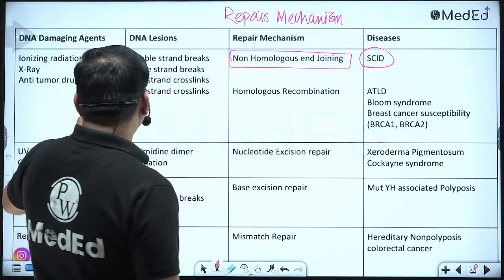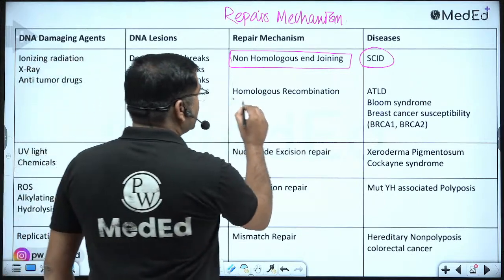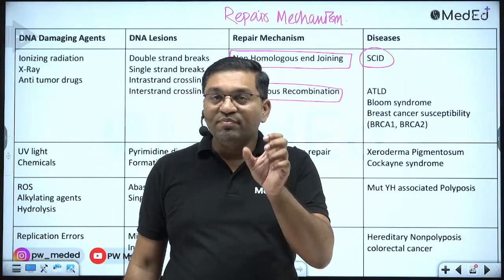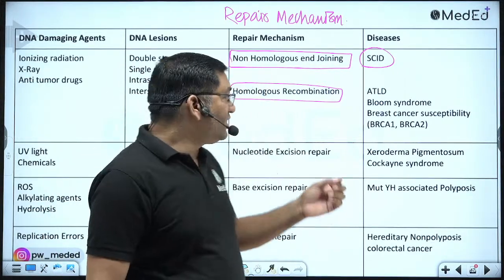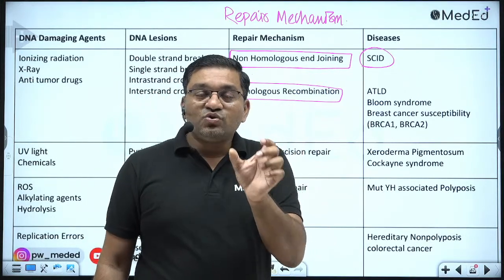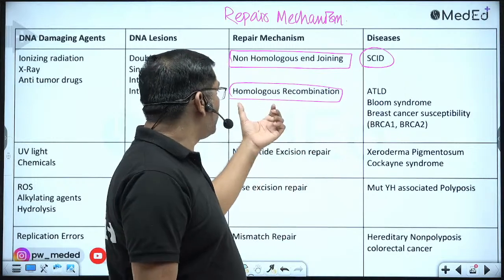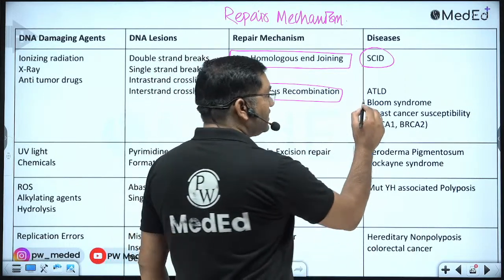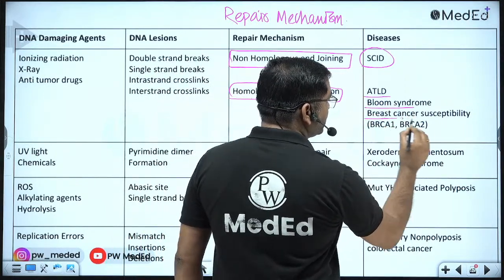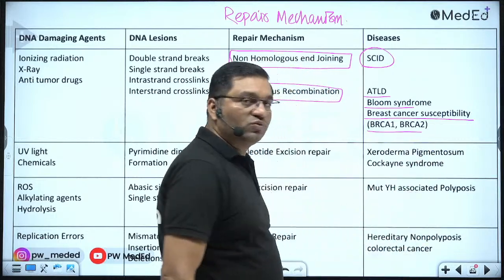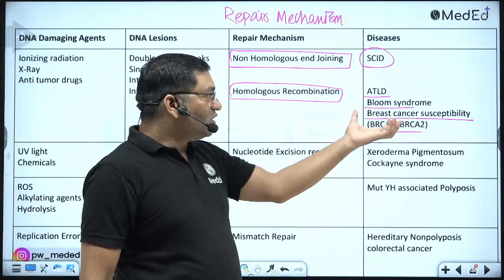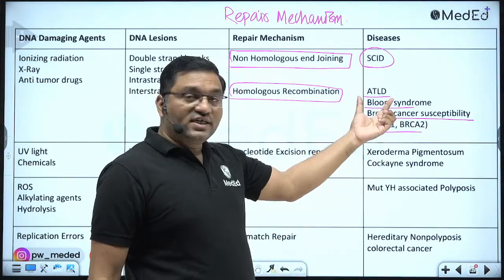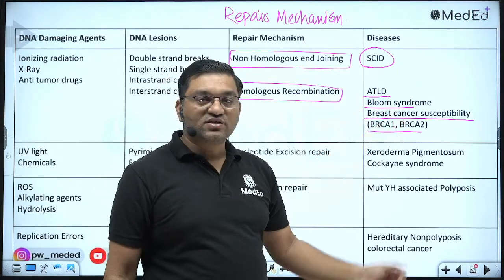Okay. Then the second is homologous recombination. This is from the sister chromatid, the similar part of the DNA from the sister chromatid. It is used for the synthesis of the new strand, and it is known as homologous recombination. The defect in homologous recombination can cause ataxia telangiectasia like disorder, Bloom syndrome, breast cancer susceptibility, that is BRCA1 and BRCA2. So these are the important diseases to remember. Repair related with double strand break repair, that is homologous recombination: ataxia telangiectasia like disorder, Bloom syndrome, breast cancer susceptibility.